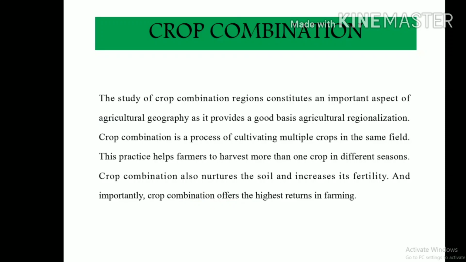What is crop combination? The study of crop combination regions constitutes an important aspect of agricultural geography as it provides a good basis for agricultural regionalization. Crop combination is a process of cultivating multiple crops in the same field. This practice helps farmers to harvest more than one crop in different seasons. It gives us the relative position of crops on a regional scale.